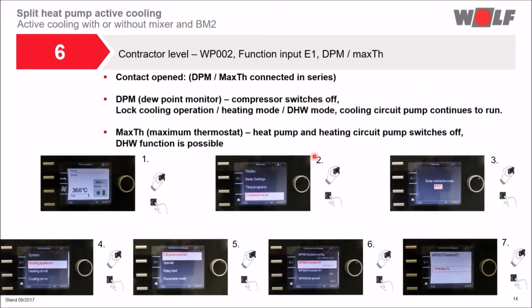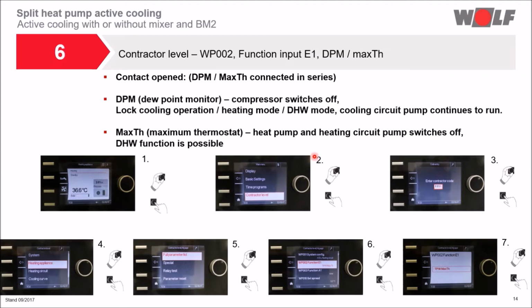When the heat pump is turned off by the dew point monitor, the compressor stops, but the cooling circuit pump goes on. Heating system and hot water system are also blocked. When the compressor gets released for the cooling system again, the reference flow temperature for the cooling system will be raised by 1 Kelvin. That should avoid another turning off because of the dew point monitor. But if it still happens, the reference flow temperature gets raised again by 1 Kelvin, and so on.